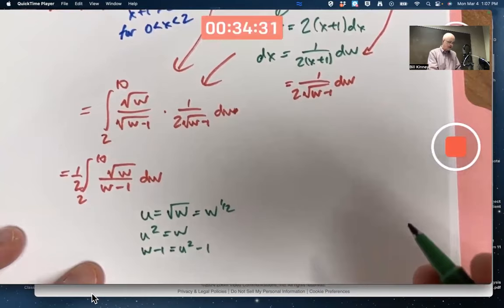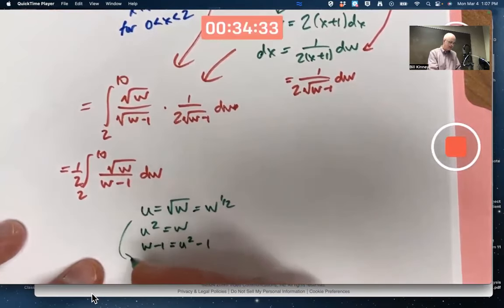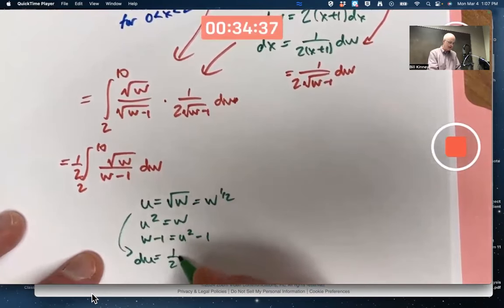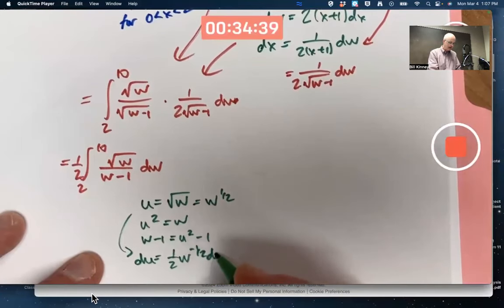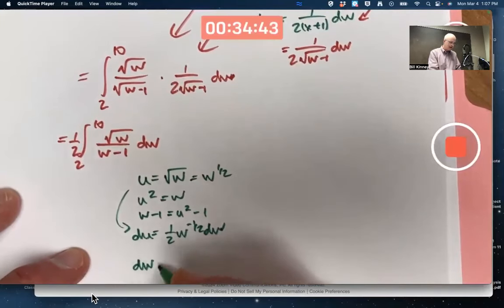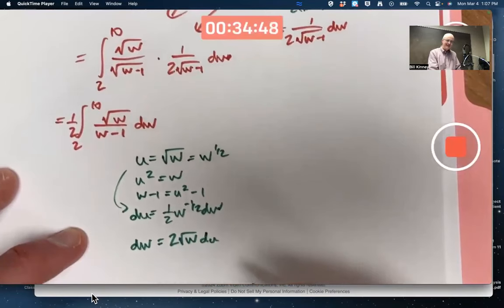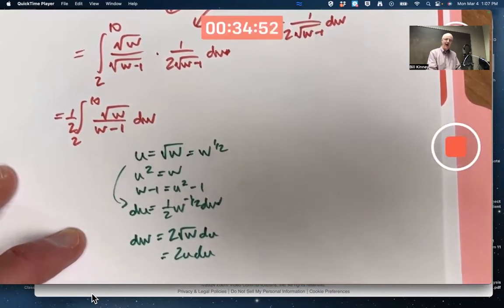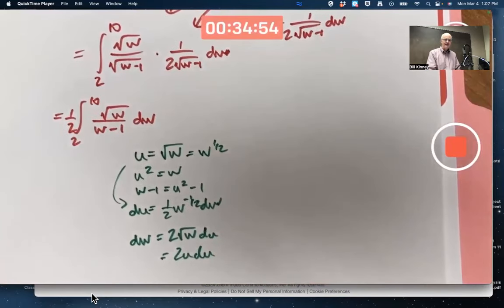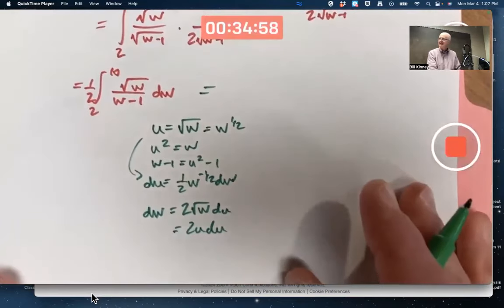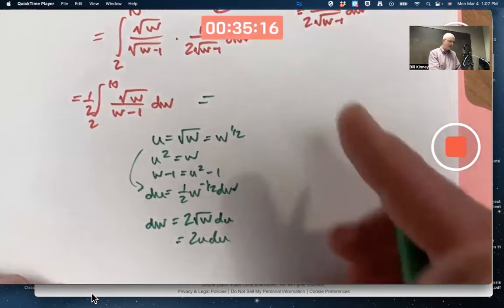I do have to find du. I haven't done that yet. du is going to be, differentiate this, 1/2 w to the negative 1/2 dw. So dw is 2 square root of w du. Get that in terms of u, it's 2u du. Wow. I believe this is right. I believe I have not made a mistake. Let's make the replacements now.